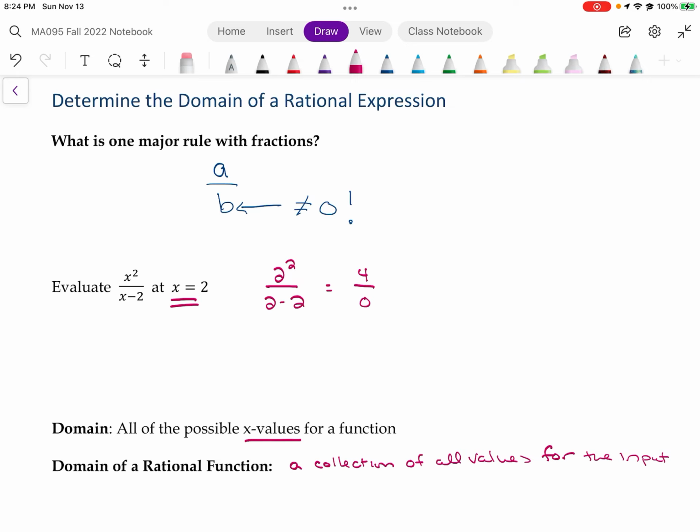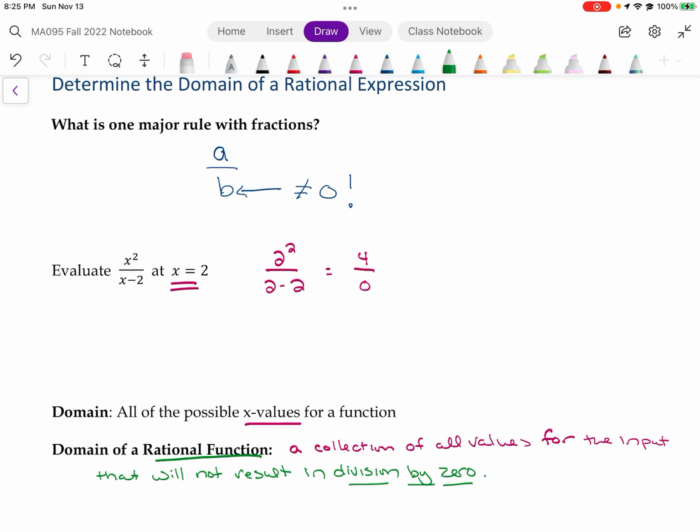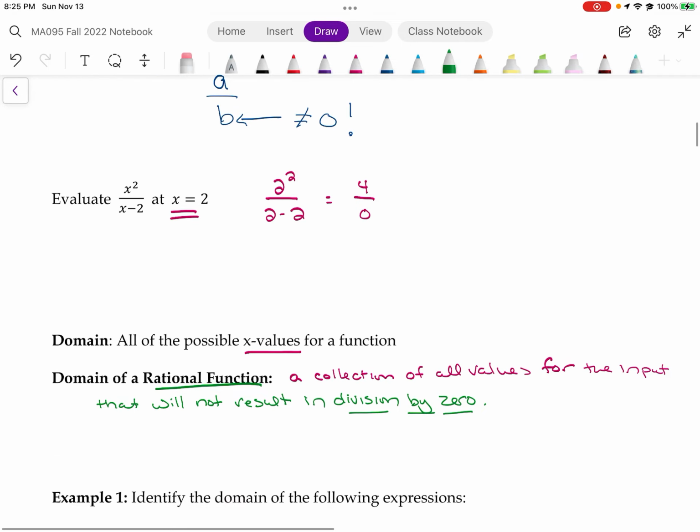But of a rational function, I'm going to change colors because this is very specific for a rational function, that will not result in division by 0. All right, so that's always how we start. That's the definition of domain, a collection of all the values for the input. That will not result in division by 0 is specific to a rational function.